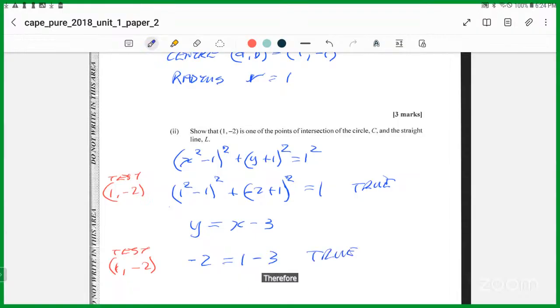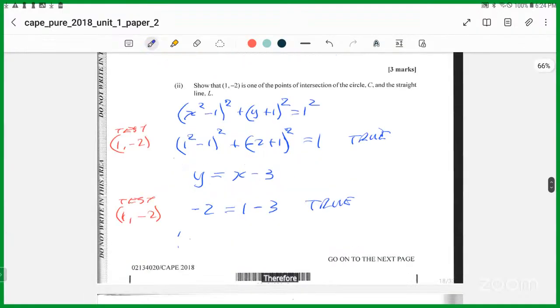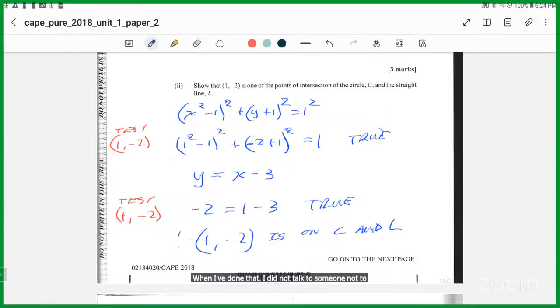Therefore, 1, -2 is on C and L, and so it's a point of intersection. But I understand that I didn't have to solve it. Not to solve it. I can just show that the point is on both of them. That's one way to do it. I don't have to solve it.